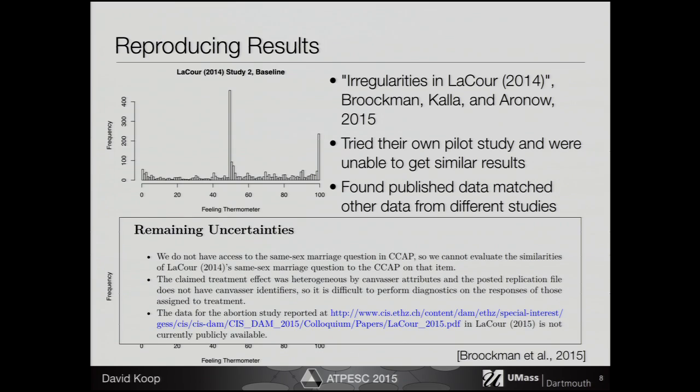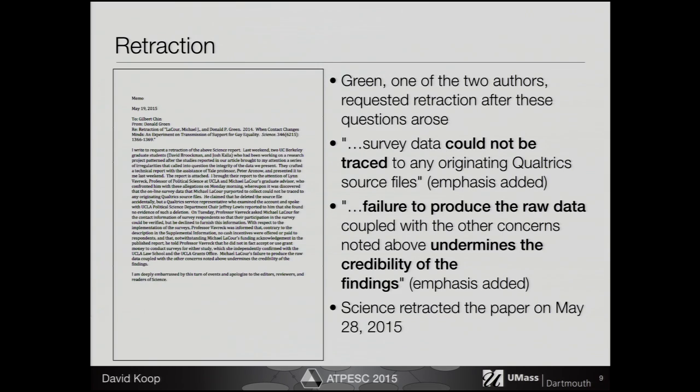But they did bring these irregularities up to one of the paper's co-authors, and after he reviewed them, talked to the other author, and had some other contact, he actually requested retraction of this article fairly quickly. Science acted upon it in, I think, 8 to 9 days. They posted a retraction online. But in this letter, there are some interesting pieces. It says the survey data could not be traced back to the original Qualtrics source files. And further, it says the failure to produce the raw data undermines the credibility of the findings, right?